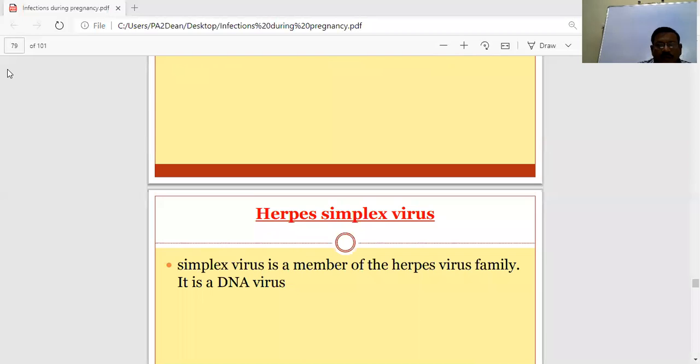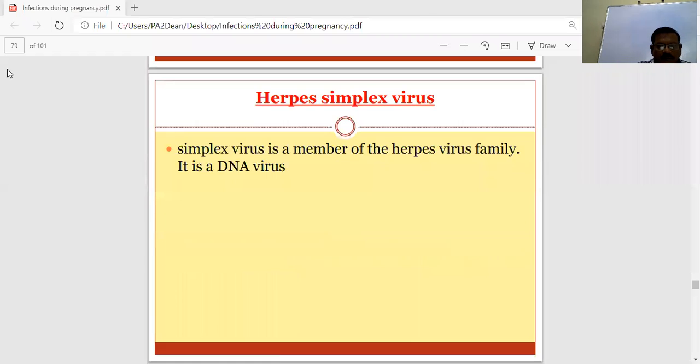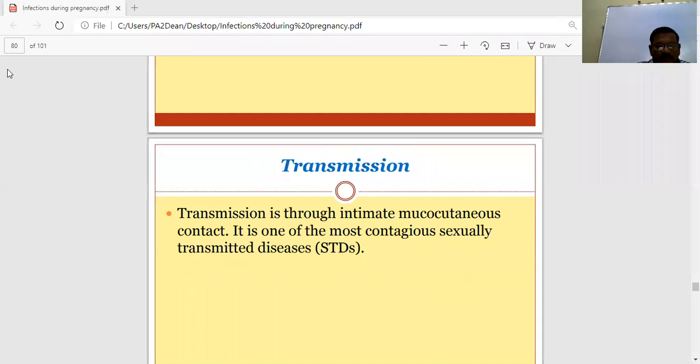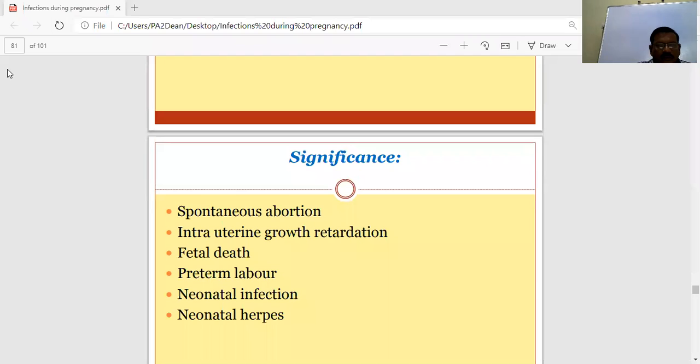The other infection is herpes simplex virus. Herpes simplex virus is a member of the herpes virus family. It is a DNA virus. The transmission is through intimate mucocutaneous contact. It is one of the most contagious sexually transmitted diseases. It causes spontaneous abortion, intrauterine growth retardation, fetal death, preterm labor, neonatal infection, and neonatal herpes.